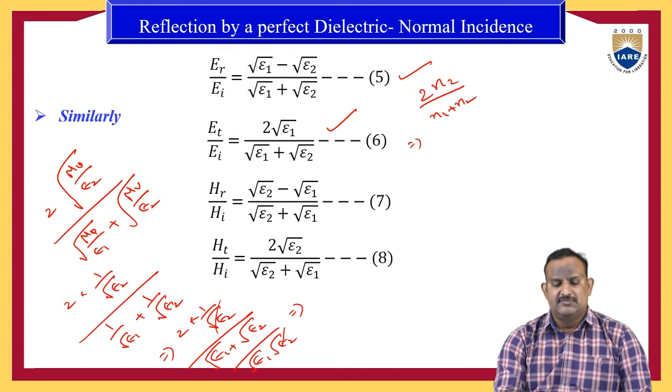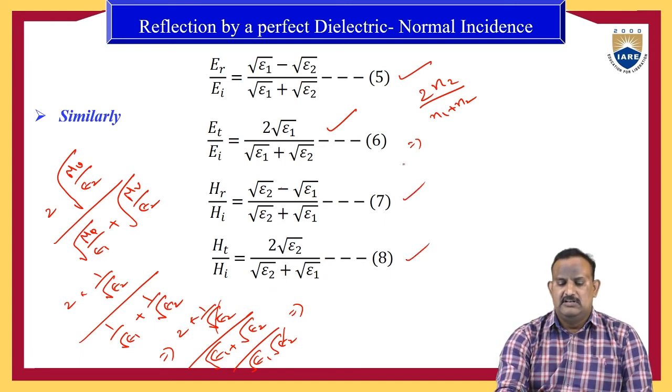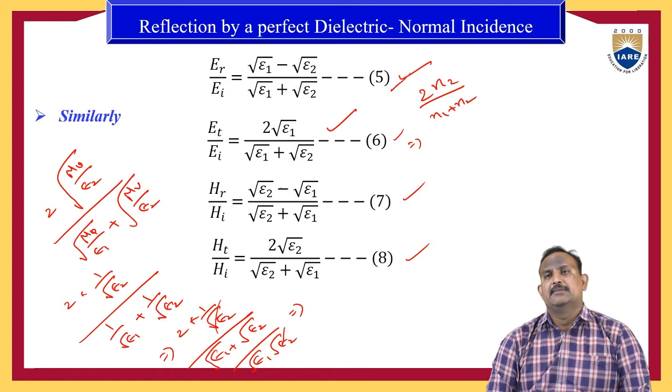Similarly, we can write the expression for HR by HI equal to root of epsilon 2 minus root of epsilon 1 by root epsilon 2 plus root epsilon 1. Similarly, HT by HI equal to 2 into root epsilon 2 by root epsilon 2 plus root epsilon 1. So, these are the different expressions in terms of epsilon.